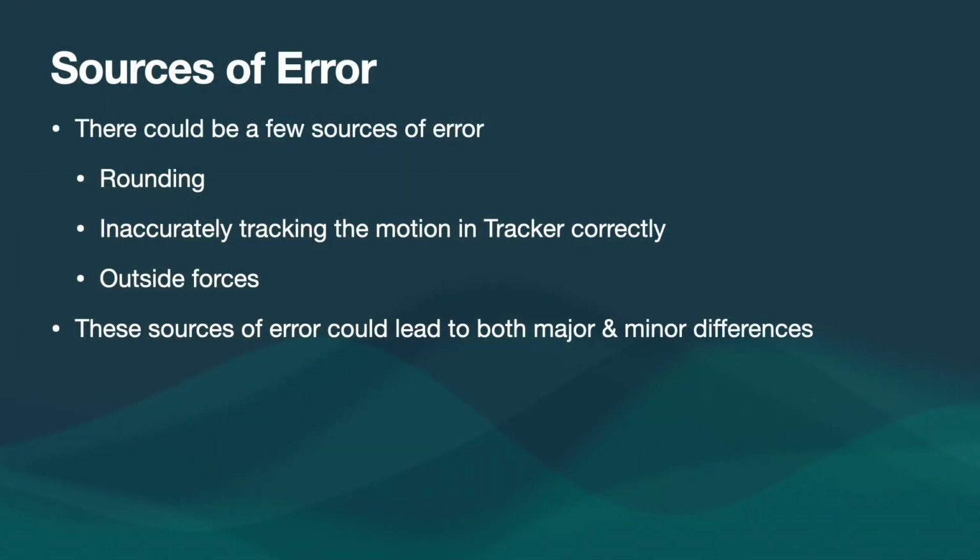Some sources of error in this lab, there are a few, are rounding, inaccurately tracking the motion in Tracker, and outside forces. And these sources of errors could lead to both minor and major differences.